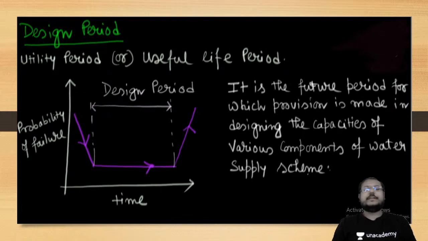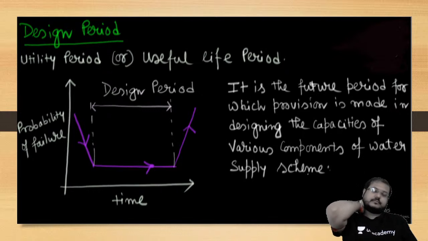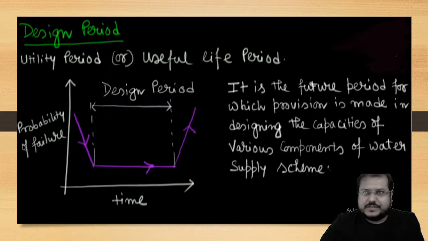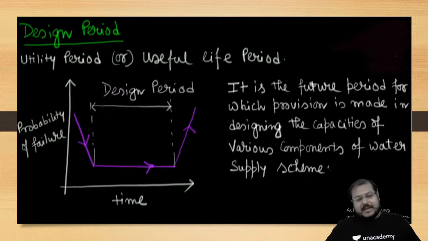Now, one thing we need to discuss is the design period. Design period means the utility period or useful life period for which a particular design, environmental design or civil engineering design, whatever it may be, is assumed to work in its highest efficiency.